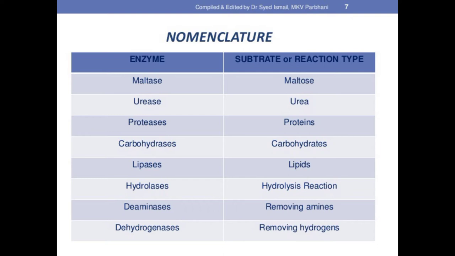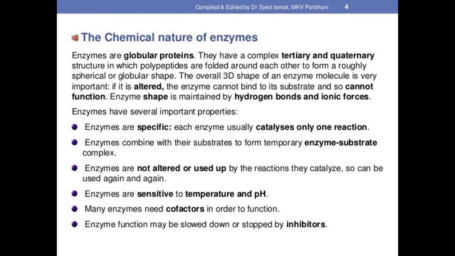The chemical nature of enzymes: enzymes are globular proteins. They have a complex tertiary and quaternary structure in which polypeptides are folded around each other to form a rough spherical, globular shape. The overall 3D shape of an enzyme molecule is very important. If it is altered, the enzyme cannot bind to its substrate and so cannot function. Enzyme shape is maintained by hydrogen bonds and ionic forces.